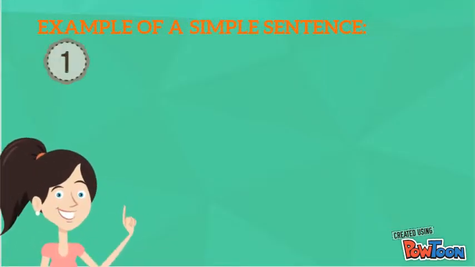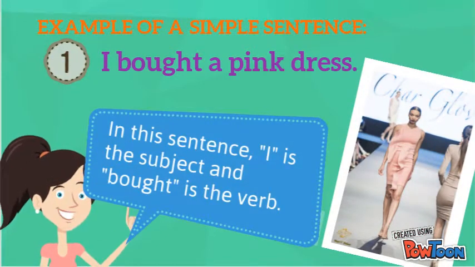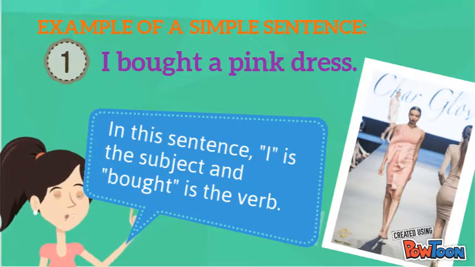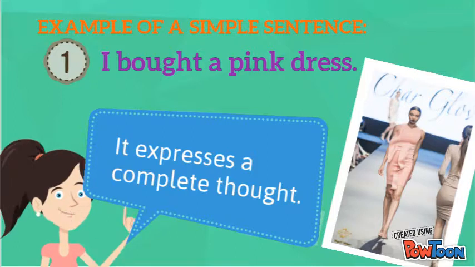Example number 1. I bought a pink dress. In this sentence, I is the subject and bought is the verb. It expresses a complete thought.